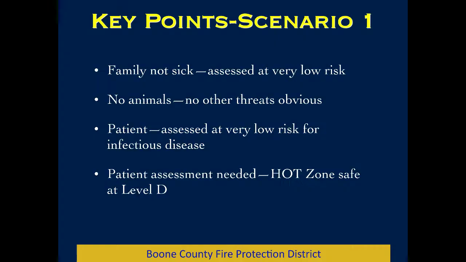Sounds good. Okay. So the key points in scenario 1 is that the family member that met us at the door was assessed to be at very low risk. Are you sick? She said, no, not sick. Patient back there, he's sick. There weren't any other animals or any other threats that were obvious, and so we proceeded to a point 6 to 10 feet away from the patient and asked some questions and assessed that patient to be at very low risk for infectious disease. And so level D was still an adequate level of PPE.